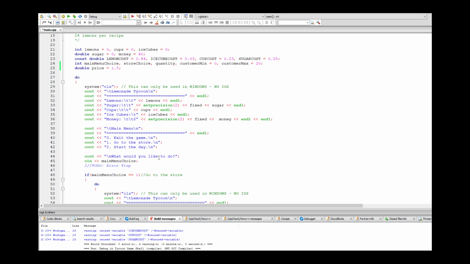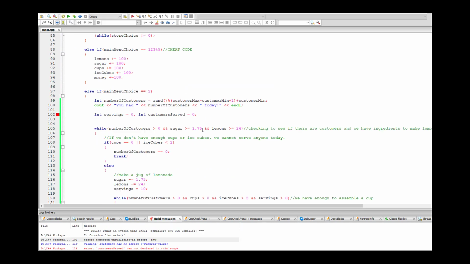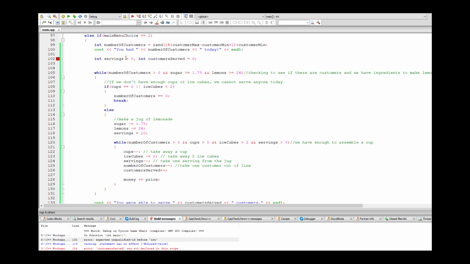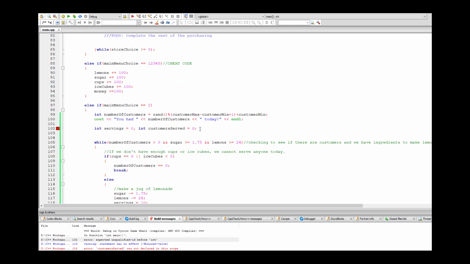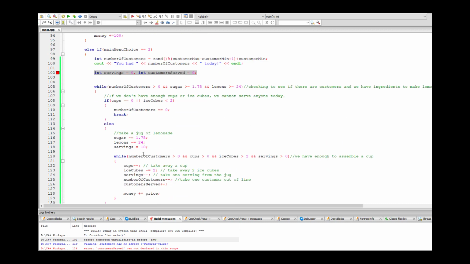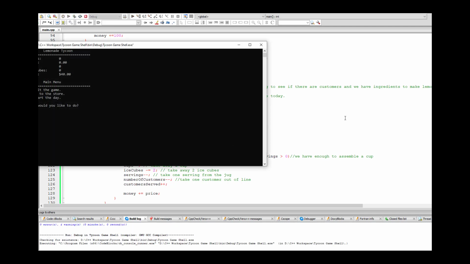Just wanted to change one thing that's been kind of bothering me here, just a space. All right, and let's see what happens. And customer served not declared in this scope. And why not? Oh, no, that should be okay. Customer served in which scope? Let's see. Oh, because I don't need to say int again. There we go.